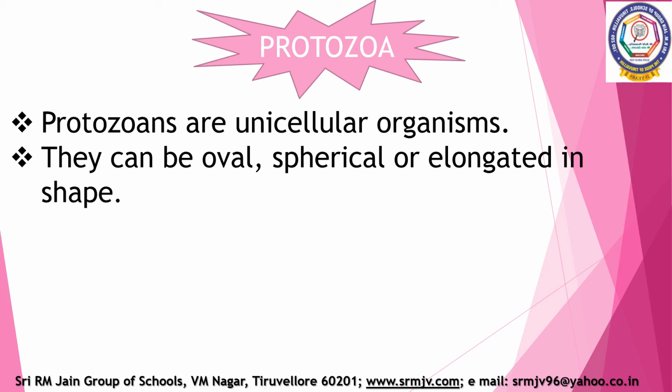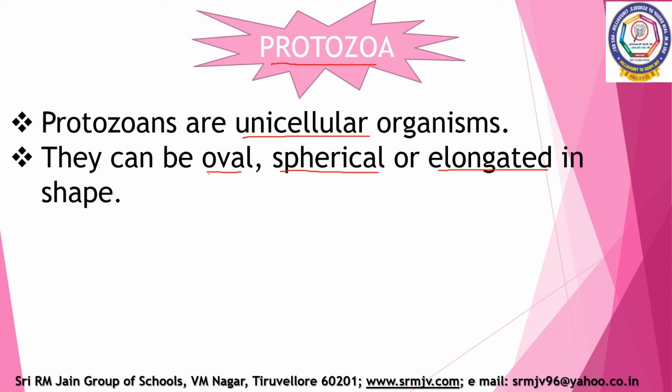Let us discuss about protozoa. It is the second type of microorganisms. Protozoans are unicellular organisms like bacteria. Unicellular means single cell. So the protozoans are also made up of single cell. They can be oval, spherical or elongated in shape.